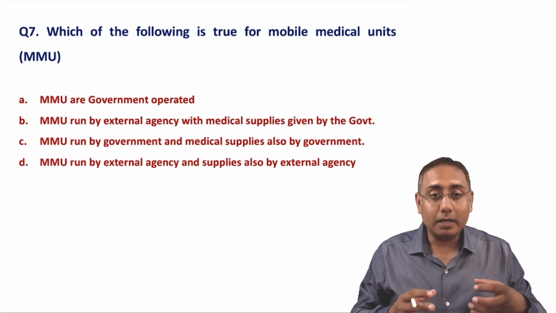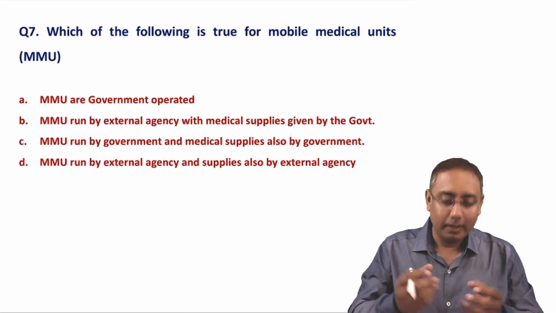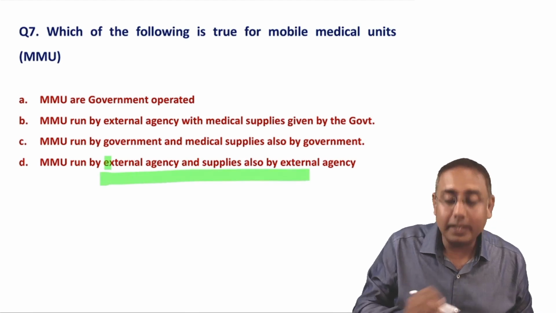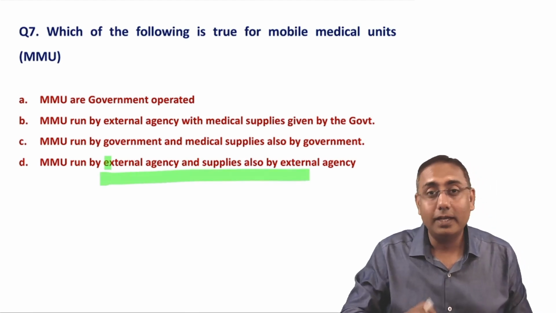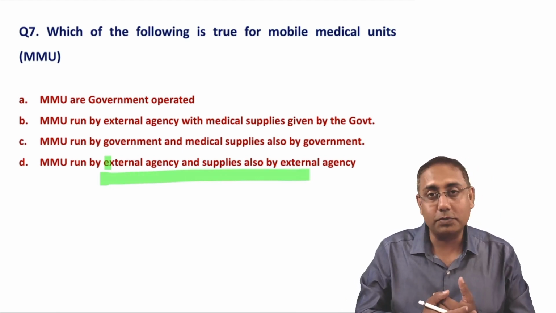Mobile medical units are government supplied or government operated, and medical supplies also by the government. Mobile medical units are external agencies and supplies also by external agencies. Which of the following are true? I don't think there's a single best answer. There has to be multiple options which are correct.